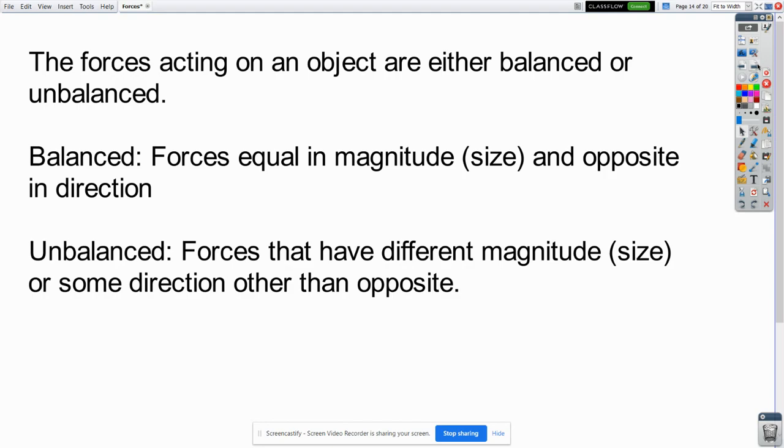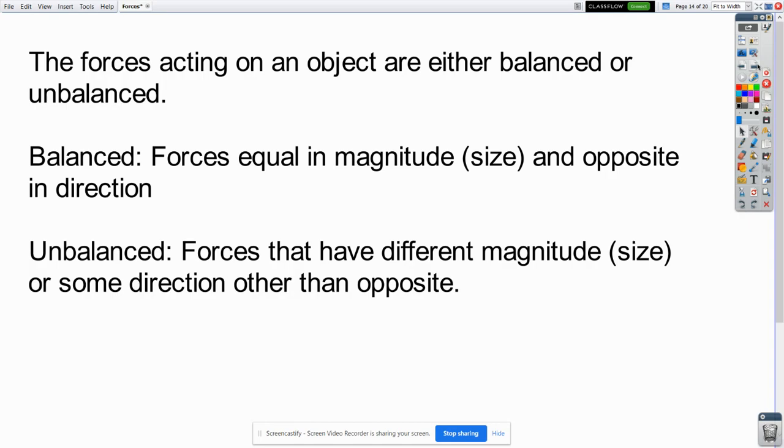Now, the forces that are acting on the object are either balanced or unbalanced. Balanced forces are forces that are equal in size or magnitude and opposite in direction. Wherever you see the word magnitude is referring to the numerical value of that force, the number. It tells you how big or how small that force is. So for forces to be balanced, they have to be equal in size. The number has to be the same. And they have to be acting in the opposite direction. One to the left, the other to the right. One up, the other down.